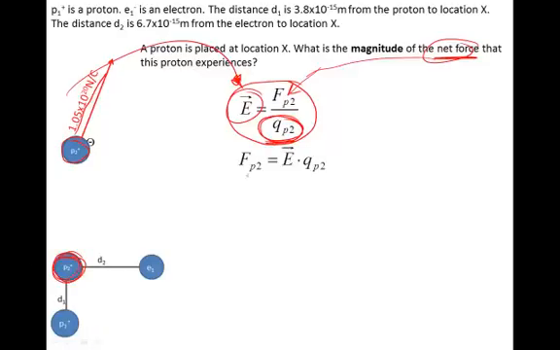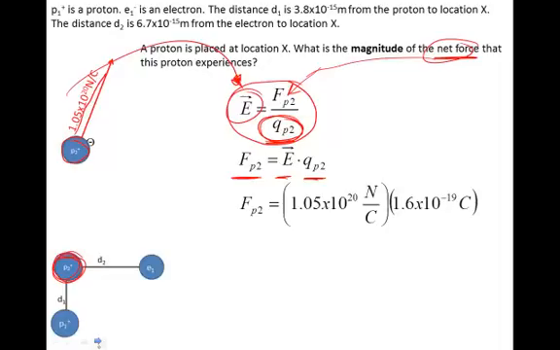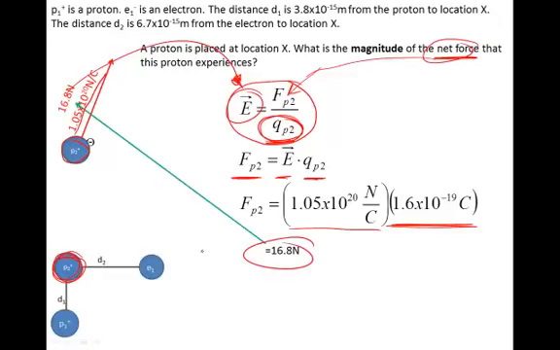So we rewrite the equation for the force, and we take the electric field and multiply it by the charge of the new proton. So that was 1.05 times 10 to the 20th newtons per coulomb. The charge of a proton is 1.6 times 10 to the minus 19 coulombs. So we get a value of 16.8 newtons. Okay, so that's the value of the net force.